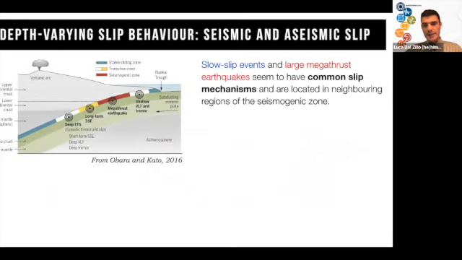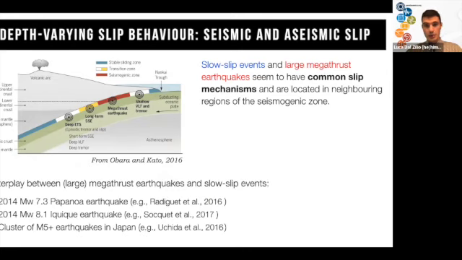So when we take the example of subduction zones, we know that we have a depth-varying behavior. We have the shallow portion of the megathrust, the seismogenic zone, where we have moderate to large earthquakes. And going at depth, we have this interaction with slow slip events and tremors. These two regions are located close to each other, and we have examples where there is an interplay between these two regions. Earthquakes can cause slow slip events, and the other way around, slow slip events can instead trigger an earthquake.